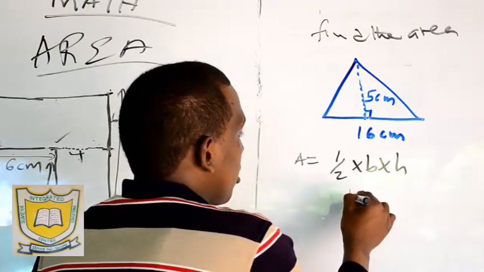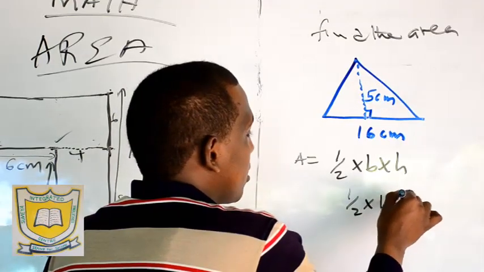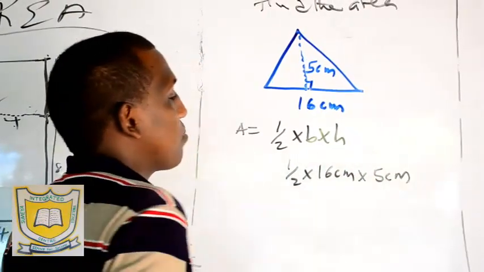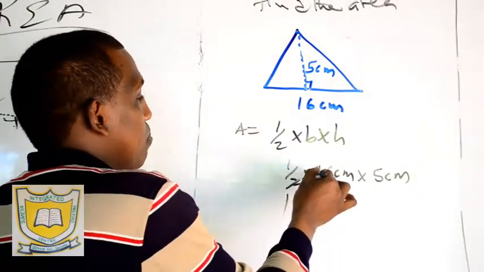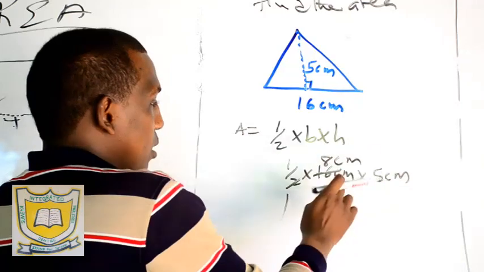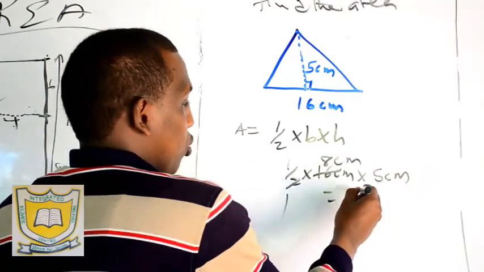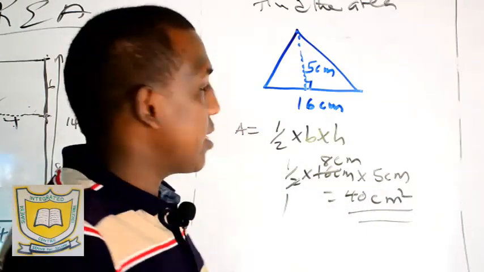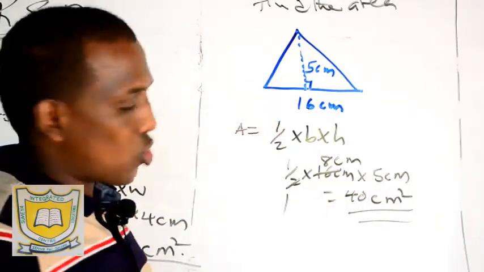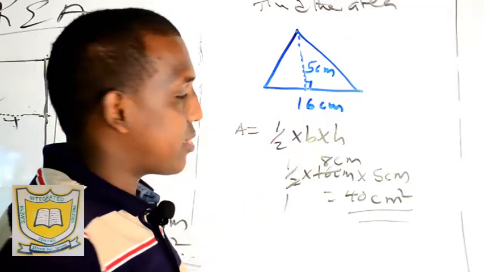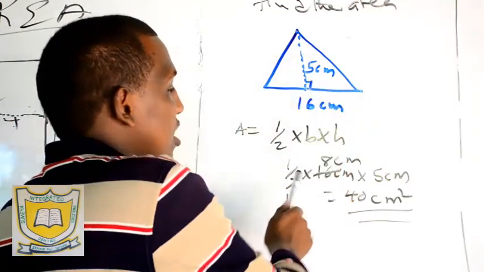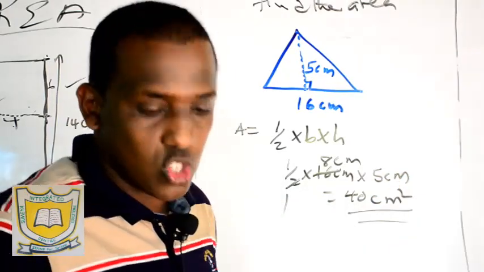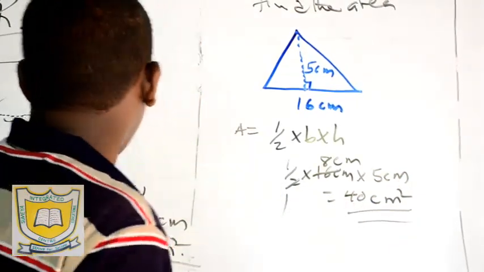So a half times base, which is 16 centimeter, times height, which is 5 centimeter, 1 by 8 centimeter. 8 times 5 is 40 centimeter squared. That's how we get the area of this triangle. So a half times base times height. A half times 16 times 5, 16 by 2 is 8. 8 times 5 is 40 centimeter squared. That's how we get the area of that figure.